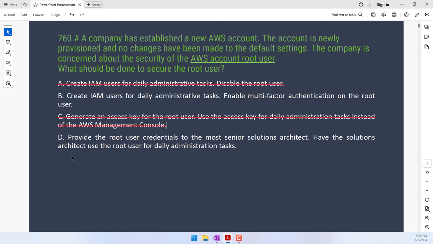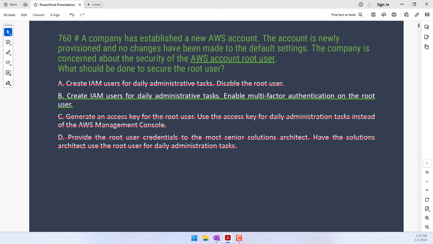And option D, sharing root user credentials, as this is talking about, is not recommended as it increases the risk of unauthorized access and hinders accountability. Individual IAM users with appropriate permissions are a better practice. Okay, so you don't provide the credentials to the most senior solutions architect. So then we are left with option B.